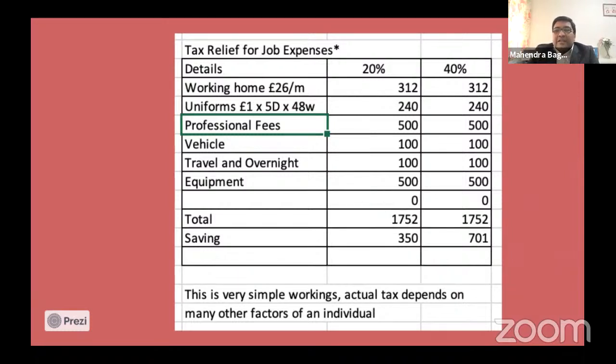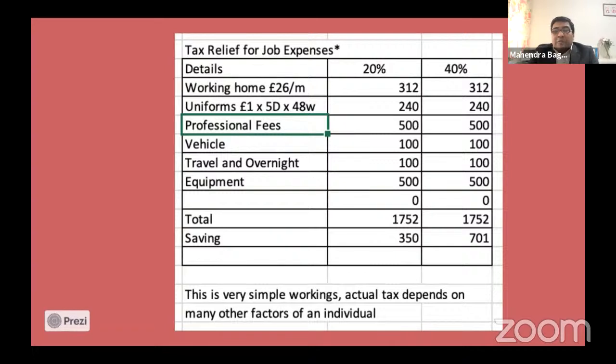The two brackets are 20% and 40% taxpayer. Now, working from home, a very standard calculation by HMRC is like £26 a month, which is tax free. However, if you have a very, very special case and you can justify that actually my cost is more, then yes, it could be used as well, but depending on, again, circumstances.